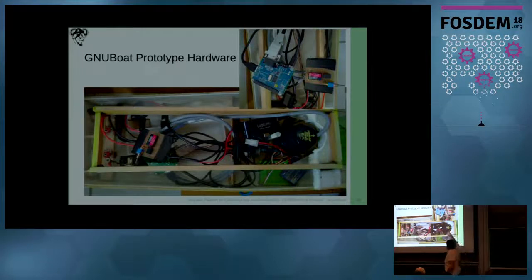So that's the echo sounder. We have a little USB hub. The Raspberry Pi is down here or out there. Well, it's a remote controlled boat, so we have some stuff in there which is not actually used by us.